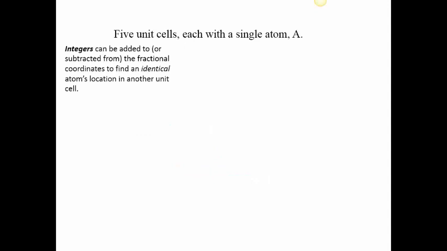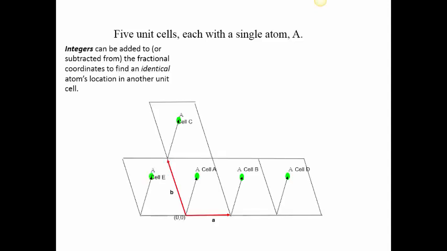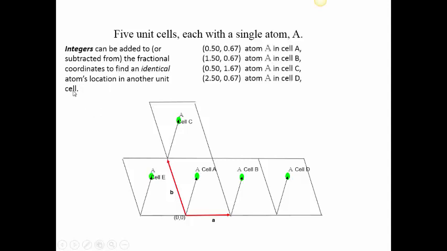So if we take 5 unit cells and we just keep translating, remember that's the whole idea of having a unit cell, is you can keep translating it. And you can see here integers can be added or subtracted from the fractional coordinates to find the identical atom's location in another unit cell. For example, in cell A, this is our starting cell with our A and our B, capital A has fractional coordinates 1/2 and 2/3.